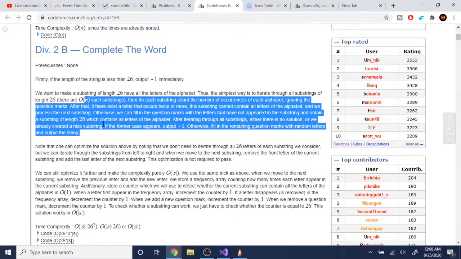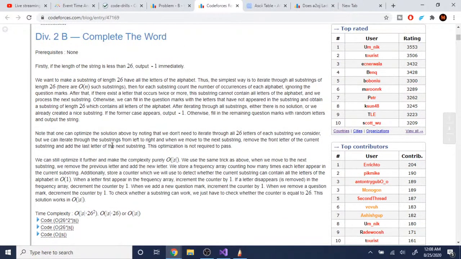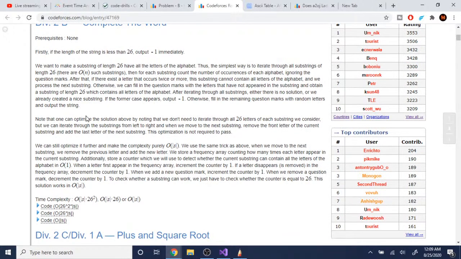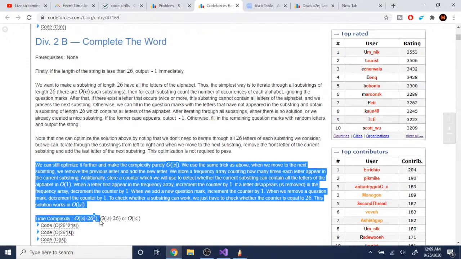Yeah, let's do that. Well, you could optimize it. Note that we could optimize the solution by noting that we don't need to iterate through all 26 letters of each substring we consider, but we can iterate through the substrings from left to right, and when we move to the next substring, remove the front letter of the current substring and add the last letter of the next substring. What? Let's look at this later. We'll try to implement this later.